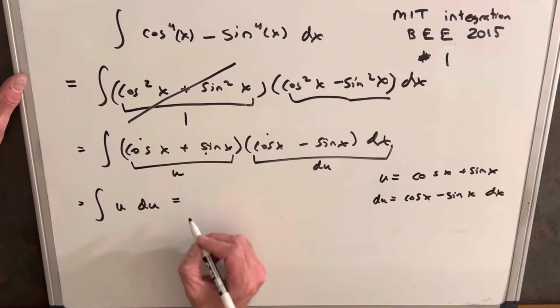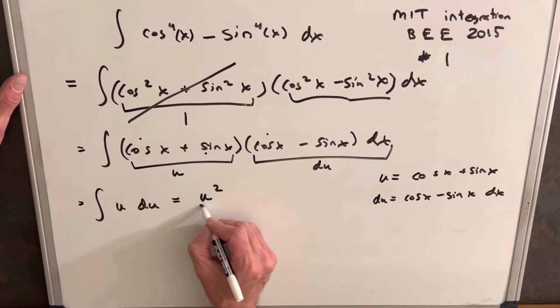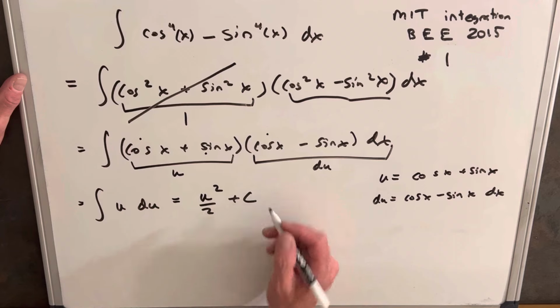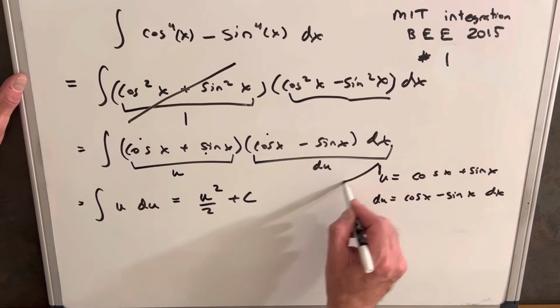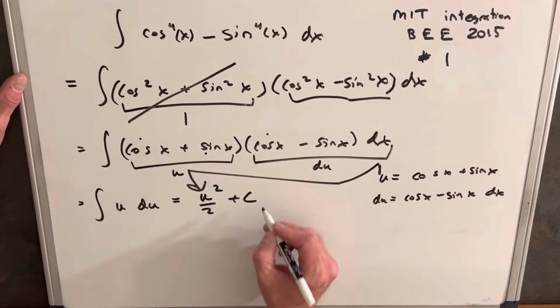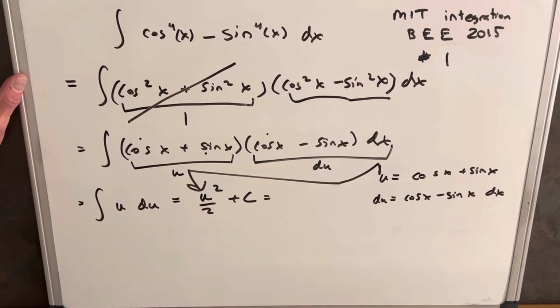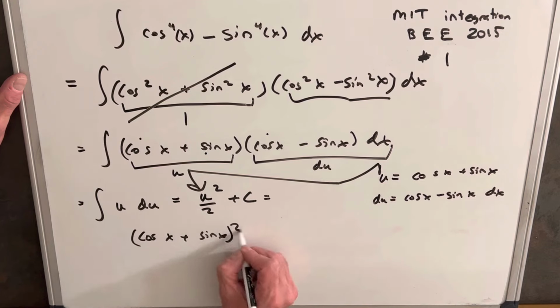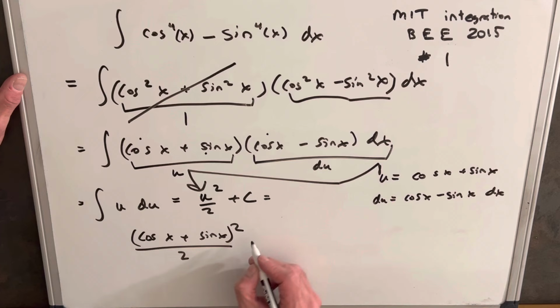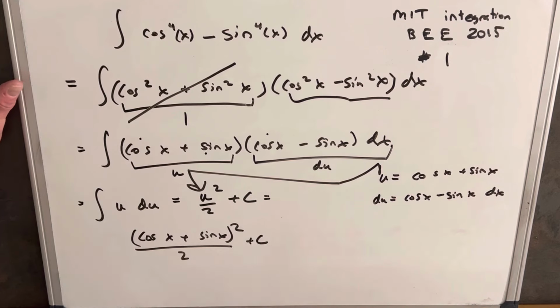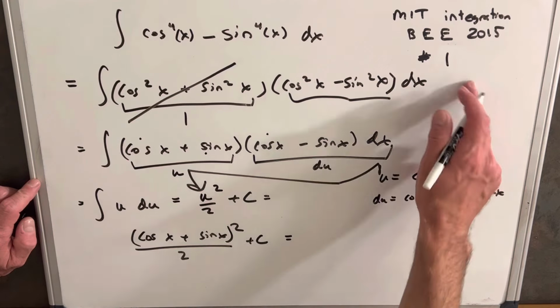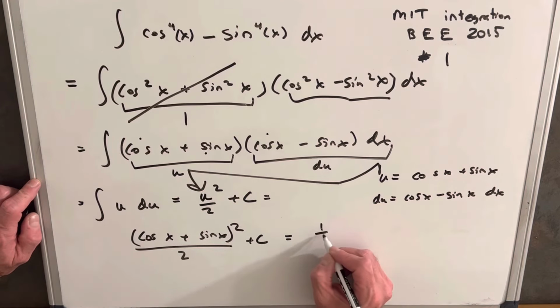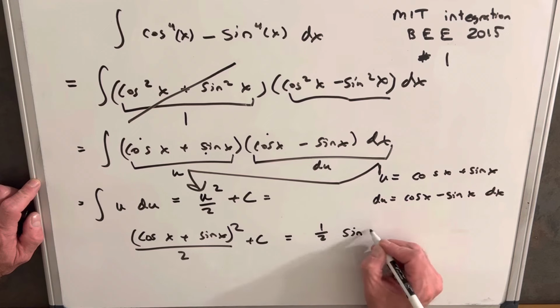We can integrate that using the power rule, and we're going to have u squared over 2 plus c. We can back substitute here, and we're going to be left with, let's write this carefully, cosine x plus sine x squared, we'll just leave it like this for the moment, over 2 plus c. Now this is a fine answer, but in the answers to the MIT Integration Bee, they have the answer as a half sine of 2x.